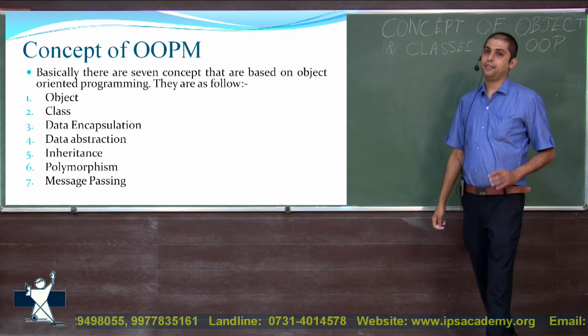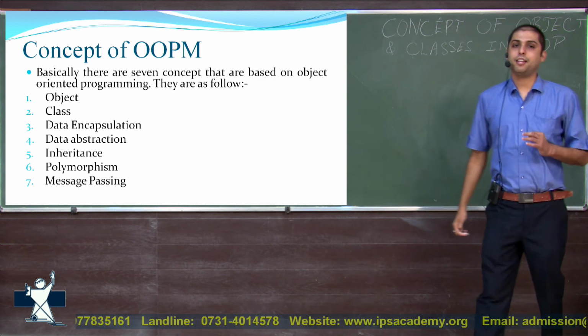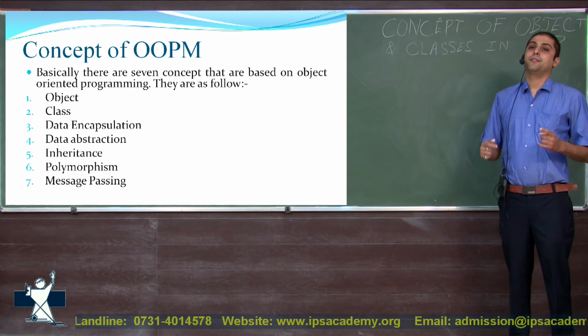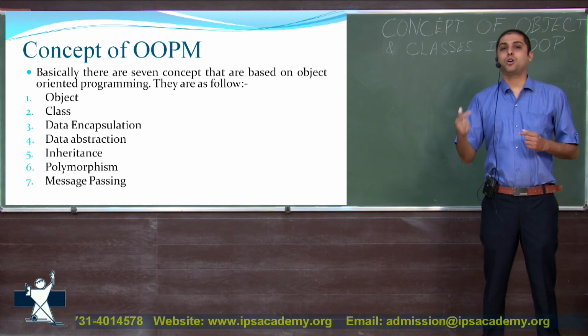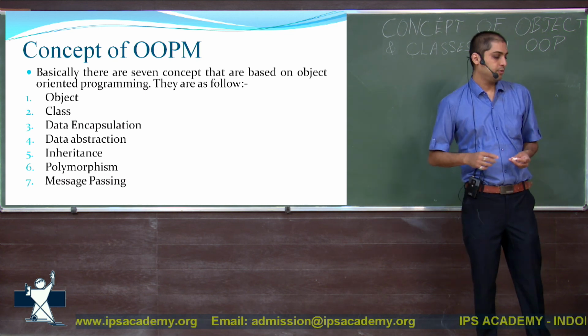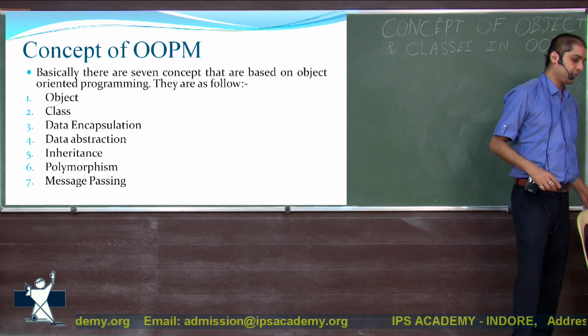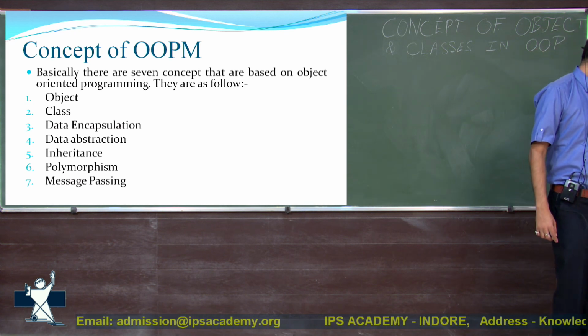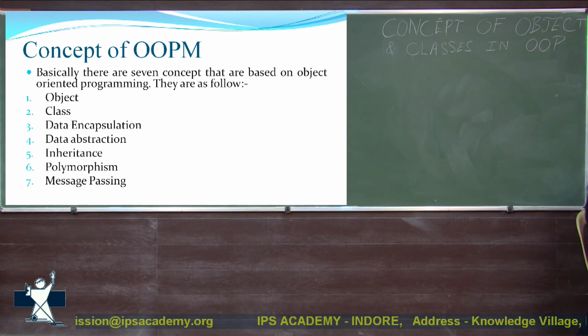The last topic is message passing. Message passing occurs when we create an object and call the function. So these are the theoretical representations of our topics. Now, let us take an example.